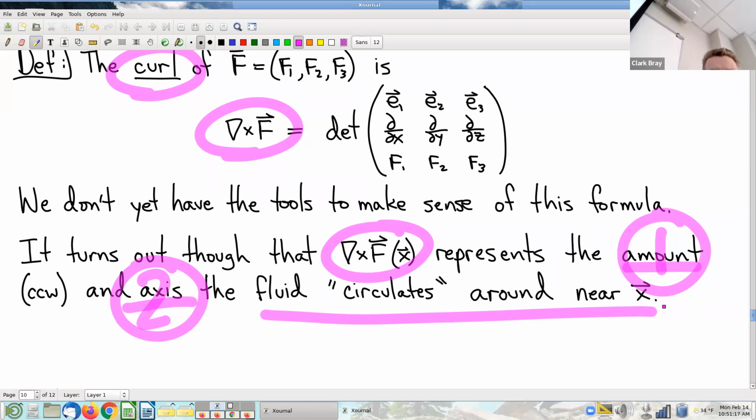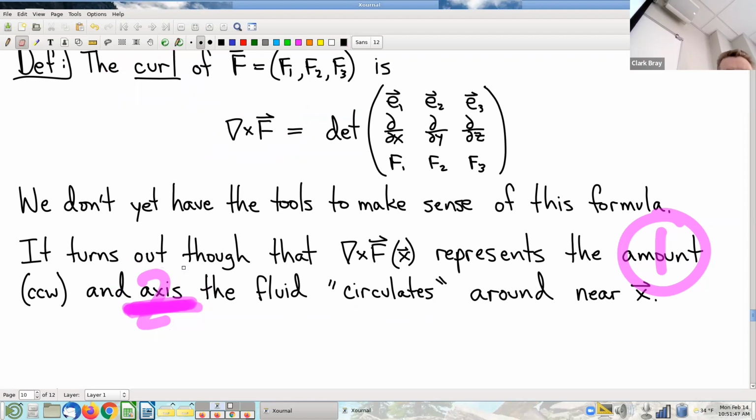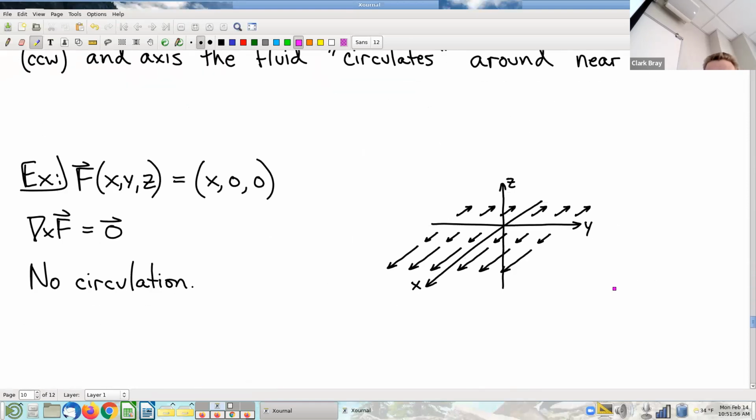But nevertheless, this thing called curl is telling us these two aspects of this spinning, curling, whatever you want to call it, circulation. So by the magnitude of the curl vector, it tells you how strong of a tornado this is. And by the axis, by the direction that the curl vector points, it tells you around what axis the fluid is circulating. So it's a weird thing, but that's what it is. Again, no justification. Okay, so let's see an example.